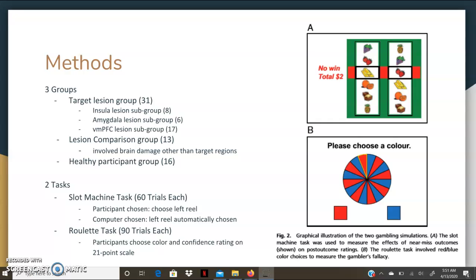The second task was roulette. The roulette wheel displayed an equal number of red and blue segments, and on each trial, the participant first guessed red or blue, and then gave a confidence rating on a 21-point scale, and the outcome was presented. The roulette task is illustrated in figure 2B, and every participant ran this trial 90 times.